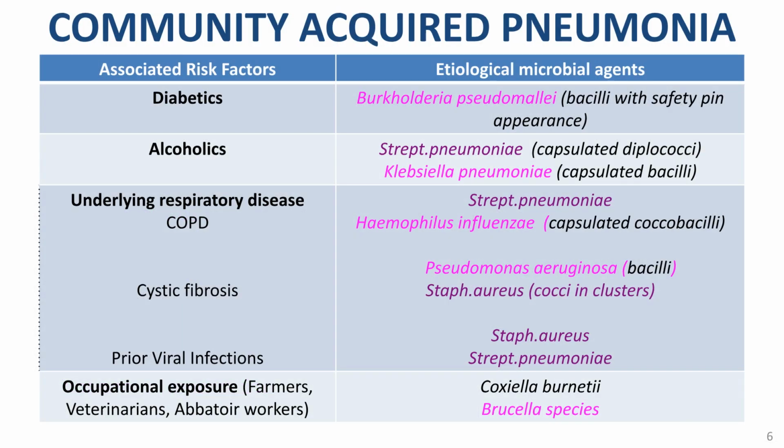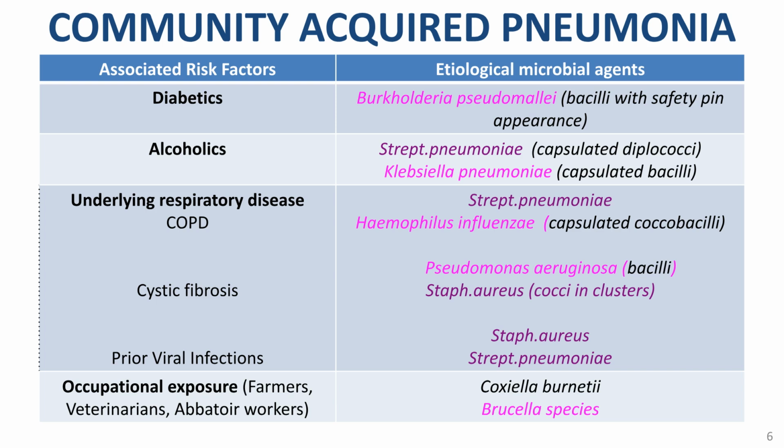Specific risk factors predispose patients to particular organisms in community-acquired pneumonia. Diabetics are at risk for Burkholderia pseudomallei, a bacillus with characteristic safety pin appearance, causing melioidosis. Alcoholics commonly develop pneumonia from Streptococcus pneumoniae, appearing as capsulated diplococci, or Klebsiella pneumoniae, capsulated bacilli causing severe necrotizing pneumonia. Patients with underlying respiratory disease like COPD are susceptible to Streptococcus pneumoniae and Haemophilus influenzae.